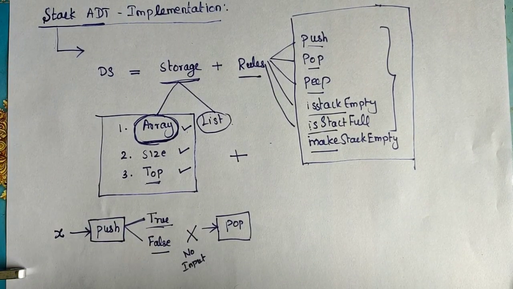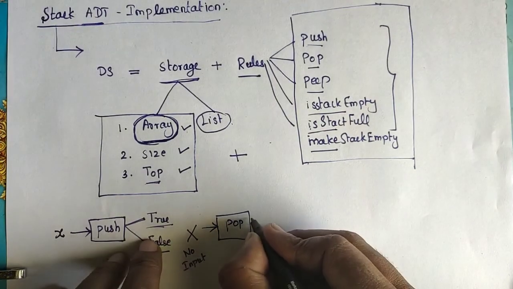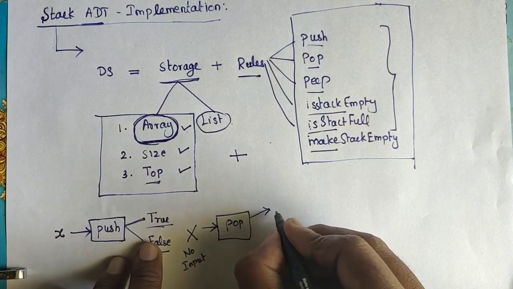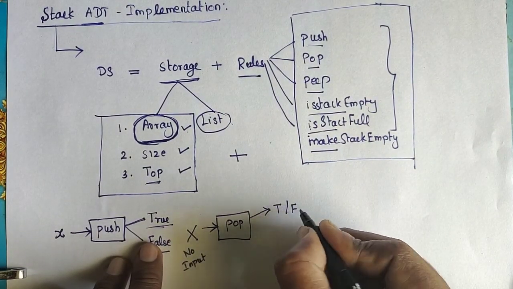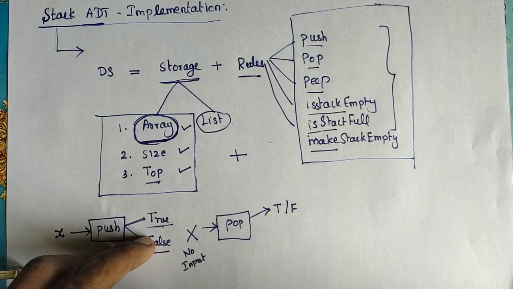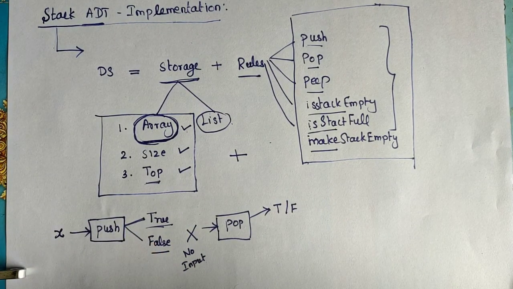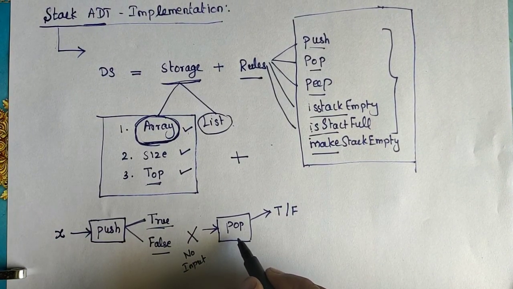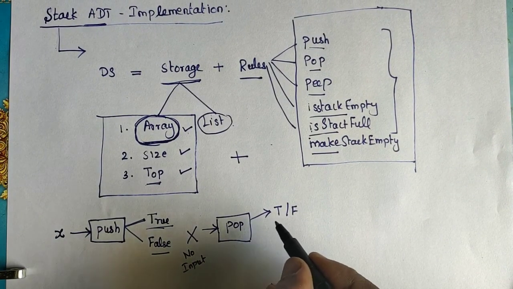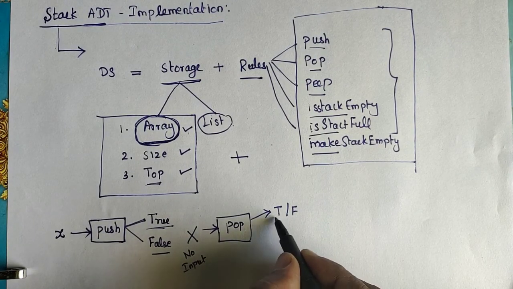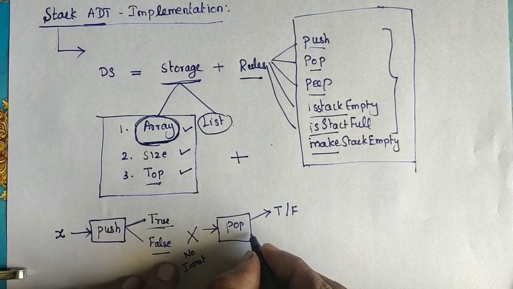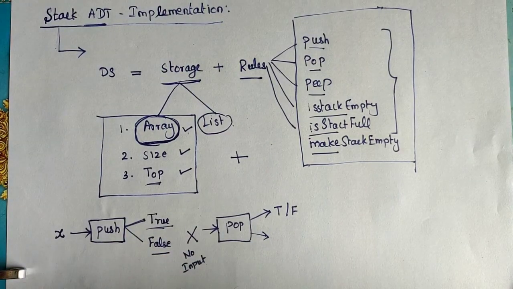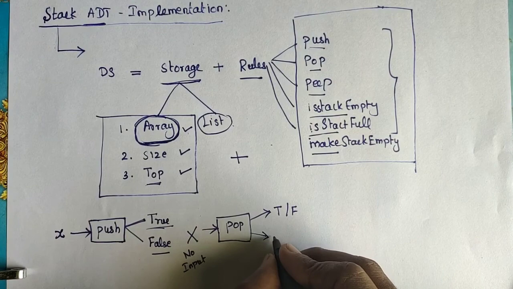But I need two kinds of information. One is success or not, that is true or false. The operation gets success or it fails. It means that when the stack is empty, if you are calling the pop operation, the pop operation fails, correct? So I need to check whether the operation is success or not. Another kind of information you need to return is the popped element. Whichever element is popped, that element has to be returned.